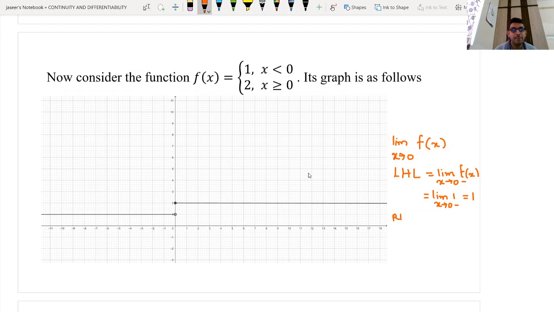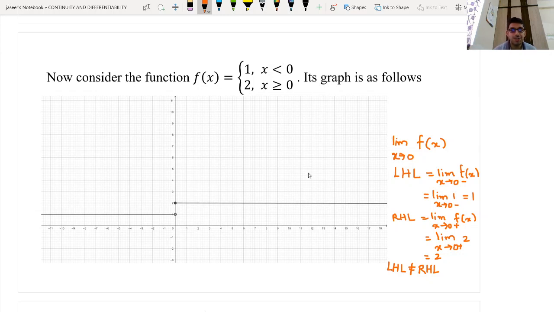For finding the right hand limit, the limit as x tends to 0 plus of f(x), the value of the function to the right of 0 is 2. So the limit is 2. Here the left hand limit is not equal to the right hand limit. So that means the limit does not exist. The limit as x tends to 0 of f(x) does not exist. Even if the limit does not exist, the function is not continuous at x equals 0, or the function is discontinuous at x equals 0.